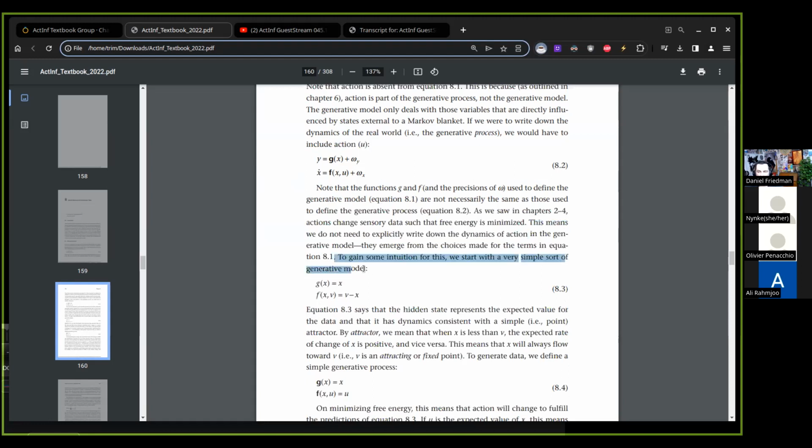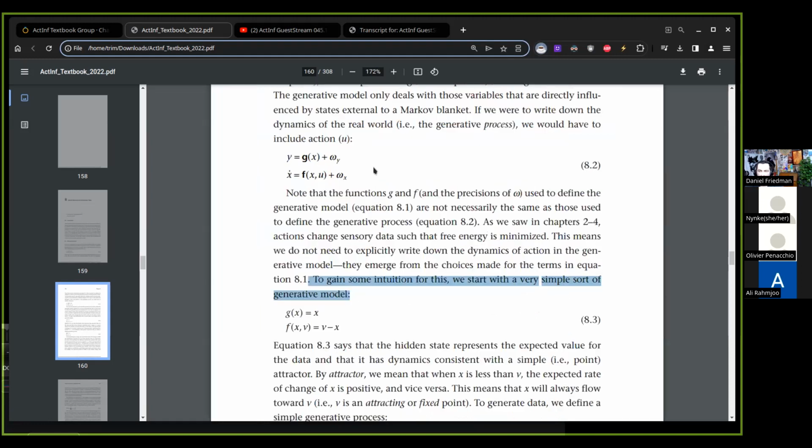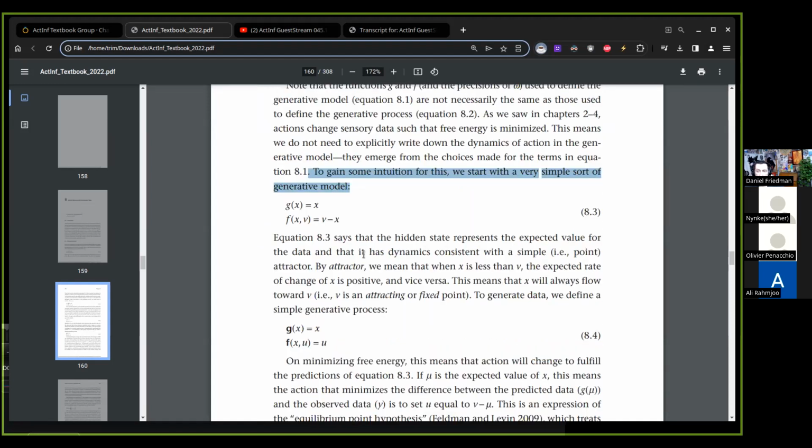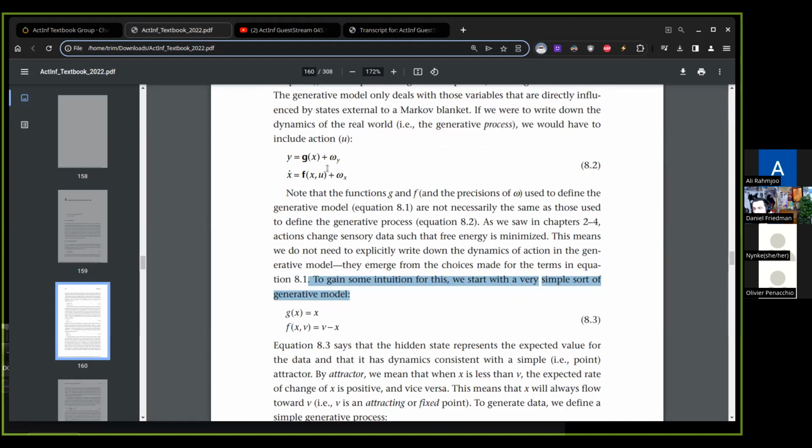So now a specific implementation of equations 8.1 and 8.2 is going to be described. So now, Ali, go for it. Sorry, I forgot to mention something.